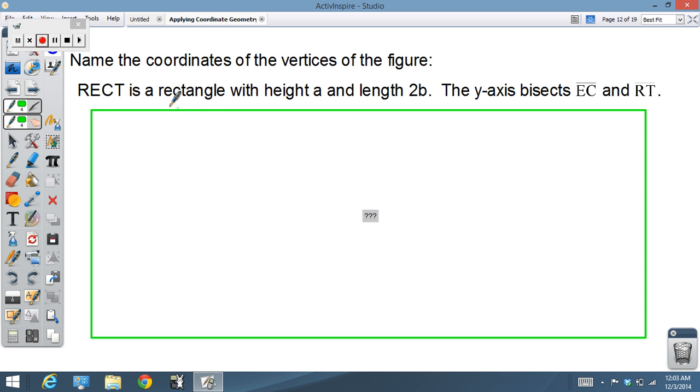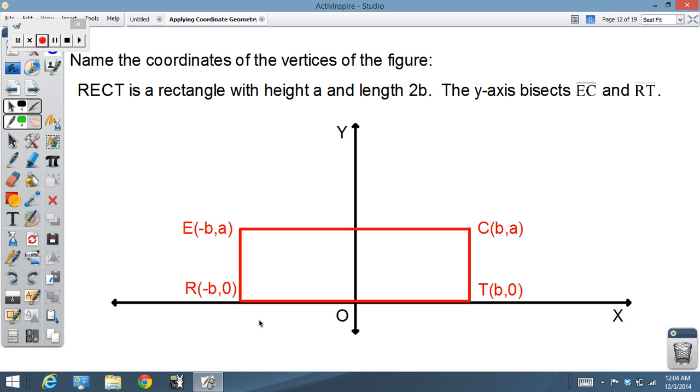Try another one. RECT is a rectangle. Height of A, length of 2B, and the y-axis bisects these two sides. Give it some thought. Here comes your picture. Okay. Height of A. All right, so each of these points goes up. Y-coordinate is A on both of those, meaning it's A units high. And if the length is 2B, with the y-axis bisecting these two sides, I must have negative B, 0 for my R point, and B, 0 for the T point. Okay.